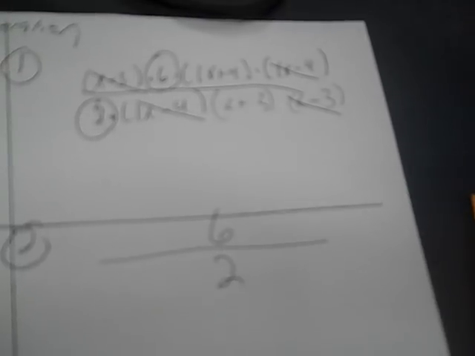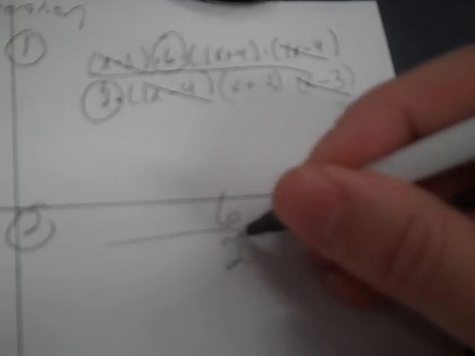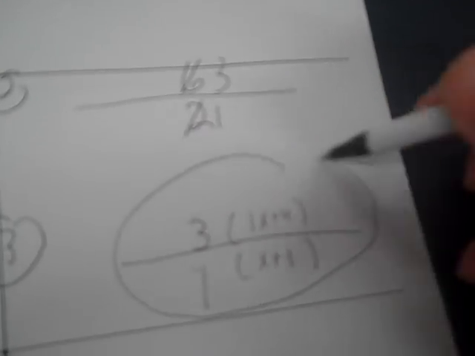Now 6 over 2, you can divide them by 2, so that becomes a 1, that becomes a 3. So I put a 3 on top. You can put a 1 on bottom if you want. You don't really have to have the 1, but I'll do it. Okay, next one, same idea.